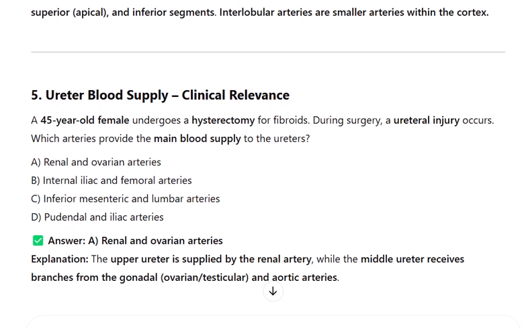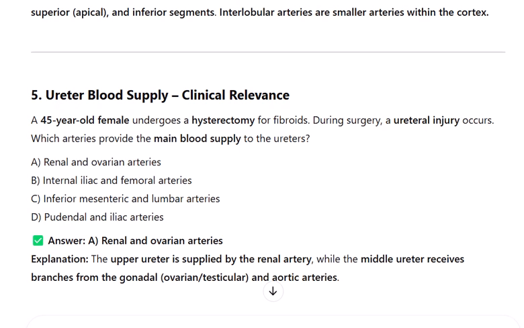A 45-year-old female undergoes a hysterectomy for fibroids. During surgery, a ureteral injury occurs. Which arteries provide the main blood supply to the ureters? A. Renal and ovarian arteries. B. Internal iliac and femoral arteries. C. Inferior mesenteric and lumbar arteries. D. Pudendal and iliac arteries.